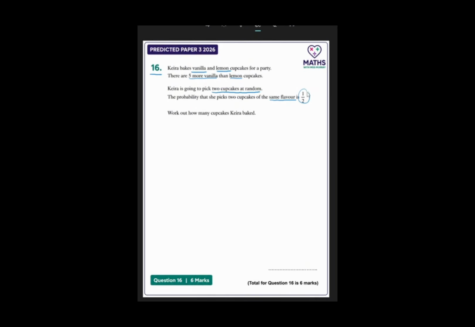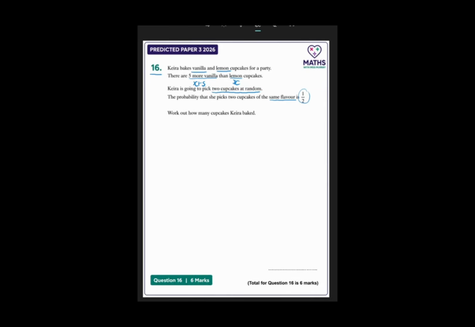So this is a probability question with algebra, and the reason I know it's with algebra is because you're not actually told the number of cupcakes, but you are told there are 5 more vanilla than lemon. So let's say we call lemon X because we don't know how many lemon cakes there are. Then the vanilla will be X add 5 because there are 5 more vanilla than there are lemon. So we've got X for lemon and X plus 5 for vanilla.